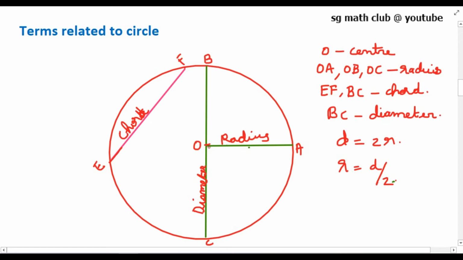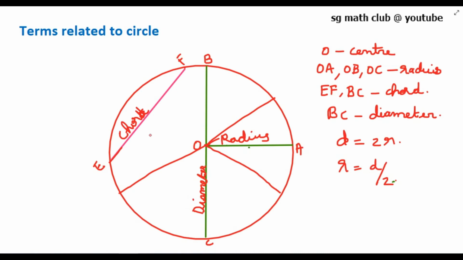And for a circle, you can draw infinite number of radii. I can draw like this also. I can draw infinite number of radii, infinite number of diameters, infinite number of chords. But the length of the radius for one circle will remain the same. If you measure this distance, it will be 4 centimeter. Any radius you draw will remain the same, and the length of the diameter will remain the same. For one circle, the length of the radius and diameter will remain the same, but you can draw infinite number of radii, diameters and chords in a circle.